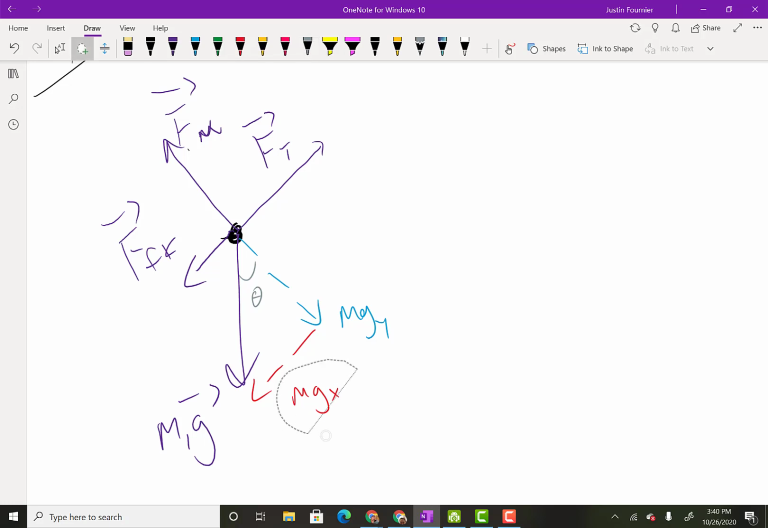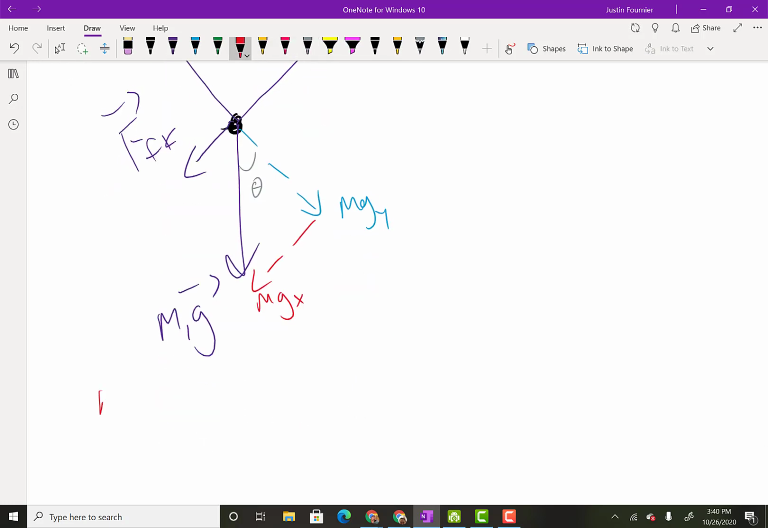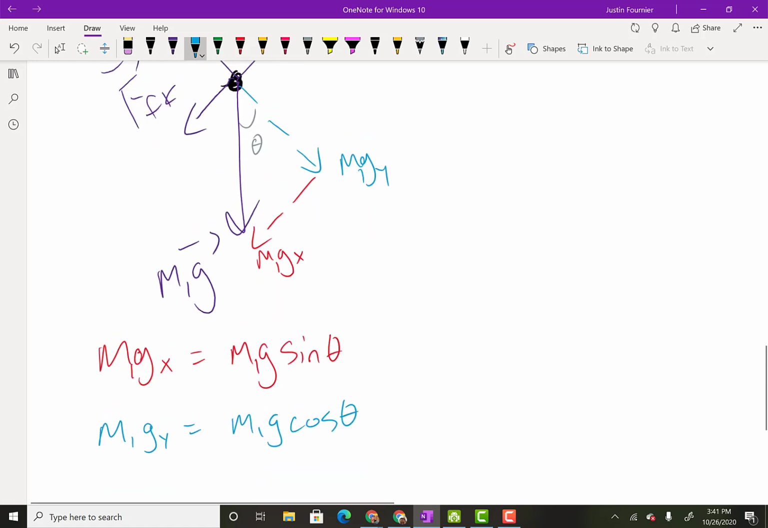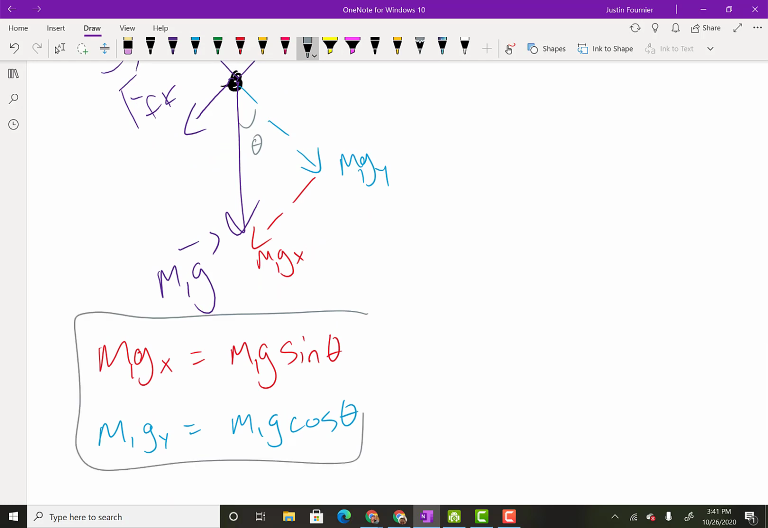So okay, I got mgx, and something I can get out of here, you can do some trigonometry and get that mgx is equal to m1g. This is m2. Sorry, that's m1 as well. And please let me know if I make any mistakes. So it's going to be mg, this is opposite, so sine of theta, where for mgy, it's going to be m1g cosine theta. So I got those right there, so I'm going to plug those into my F net equals MA stuff.